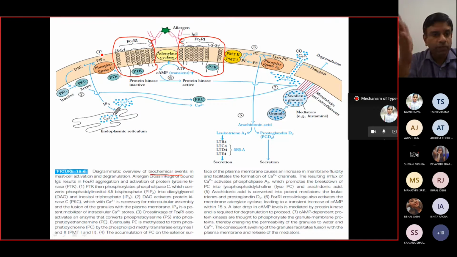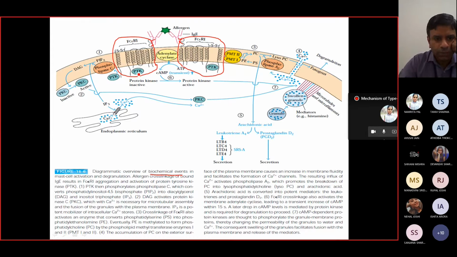Okay, but if you will break it down into steps, जैसे अभी मैंने सिर्फ first step बताया, allergen binding to IgE which is bound to the receptor. So this is first step, very easy, very simple, इसमें कुछ भी नहीं. ठीक है.